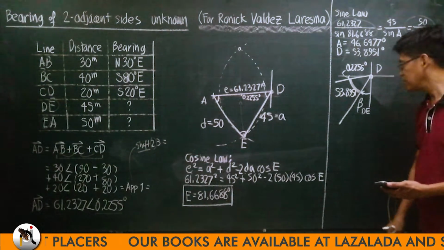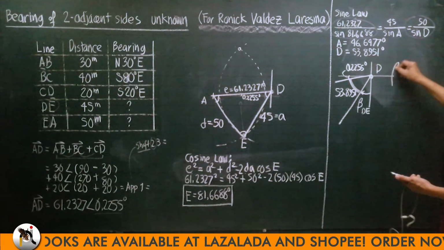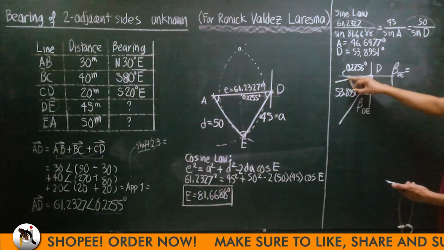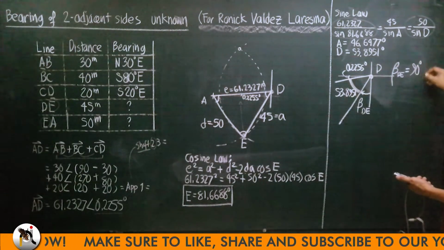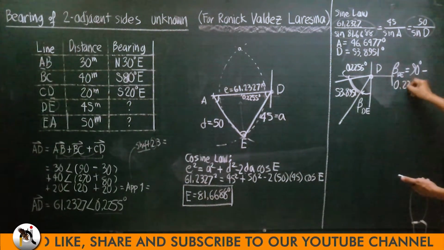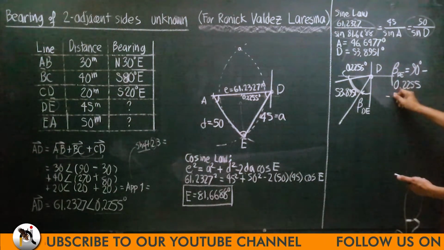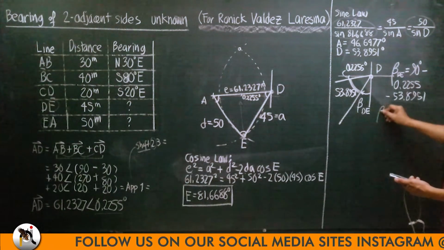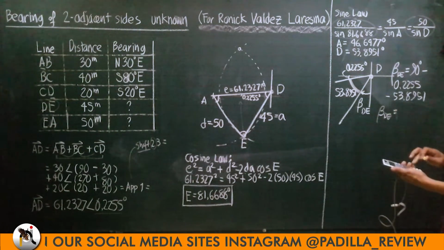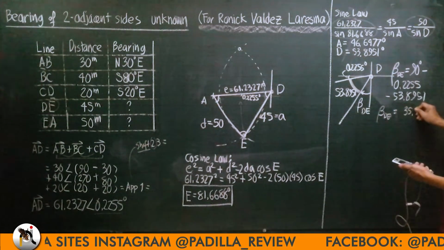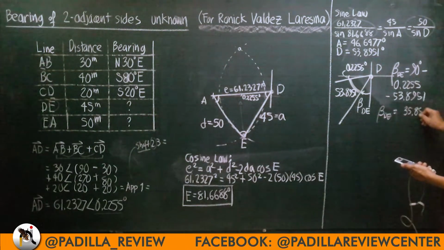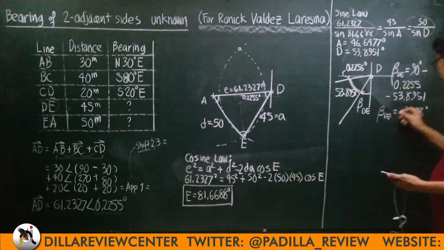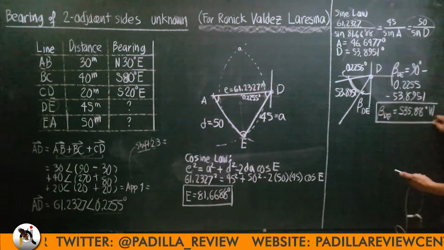Right? So, therefore, our beta DE is equal to 90 minus 0.2255 minus 53.8951. And this beta DE is going to be 35.88 degrees. As you can see, it is southwest. This is the bearing of DE.